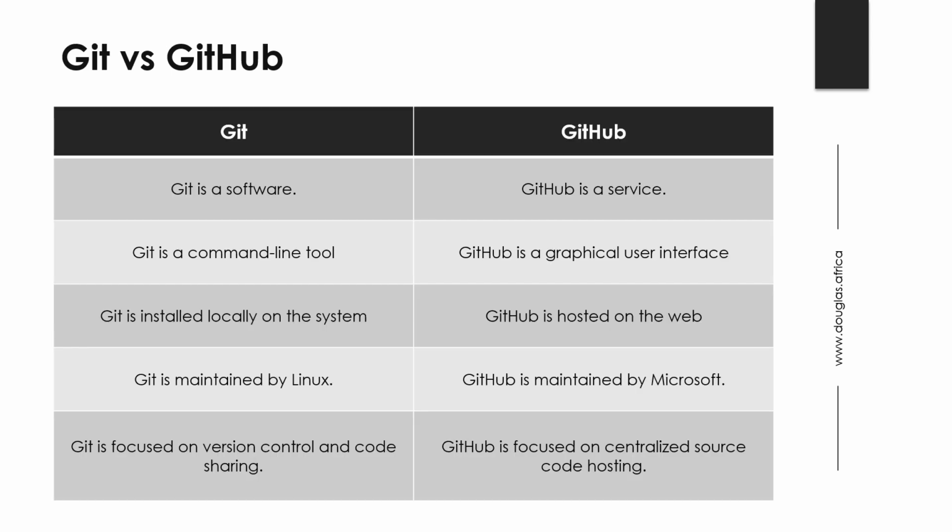While Git and GitHub are very essential for us to learn while we are doing version control, there are some major differences between the two. First of all, Git is a software and a tool, while GitHub is a service. Git is a command line tool, while GitHub offers a graphical user interface where you're able to work. Git is installed directly or locally on your computer, while GitHub is hosted on the web. Git is maintained by Linux as a corporation, while GitHub is maintained by Microsoft. And for Git, the focus is on version control and code sharing, while GitHub focuses more on a centralized hosting platform.